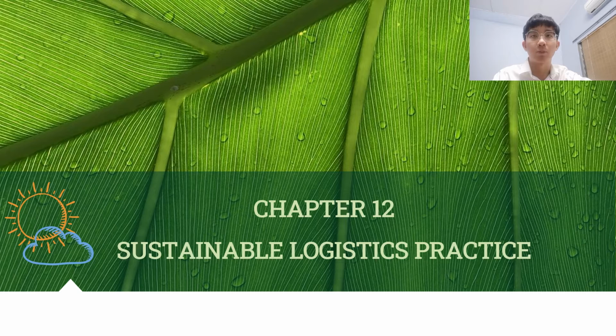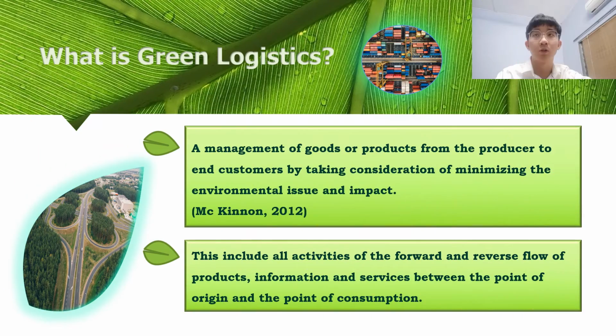So today I'm going to present about Chapter 12, which is Sustainable Logistics Practice. So what is green logistics? According to McKinnon, it is the management of goods or products from the producer to the end customer by taking into consideration minimizing environmental issues and impact. This includes all activities of the forward and reverse flow of products, information and services from the point of origin to the point of consumption.